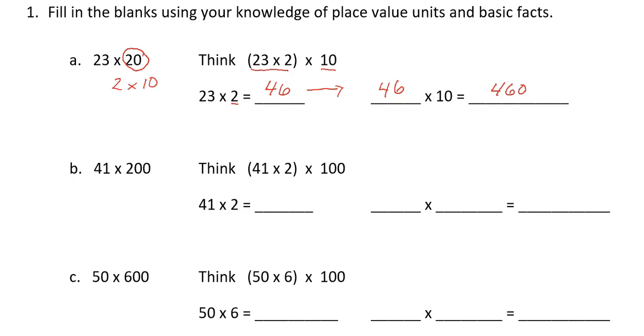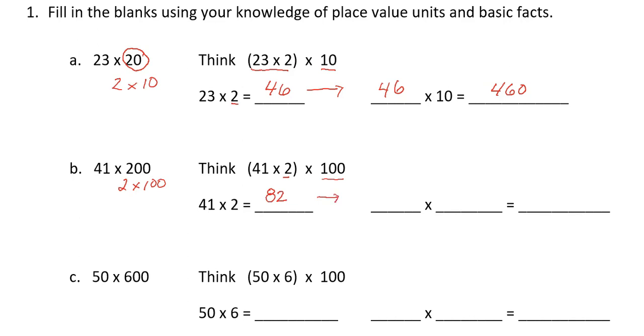If I look at the next problem, I'm taking 41 times 200. So in this case, we're going to break that 200 down into 2 times 100. Then we'll take 41 times 2 first, and then take that answer times 100. 41 times 2 I can do mentally. 2 times 1 is 2. 2 times 40 is 80. So that would be 82.